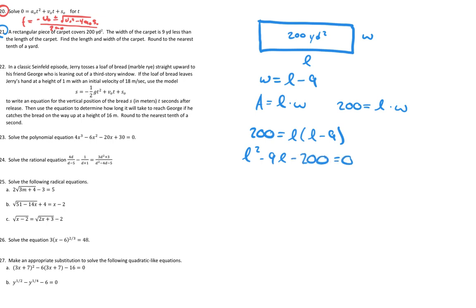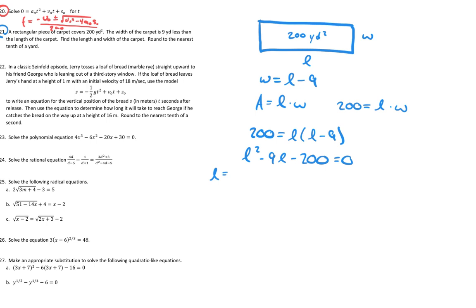From here, we want to try factoring it, and if we can't, just go ahead and plug it into the quadratic equation. So are we able to think of numbers that multiply to negative 200 and add to negative 9? I don't really think so, especially because it tells us here that we're going to round to the nearest tenth, so it's probably not going to be nice numbers. So let's just go ahead and use the quadratic equation.